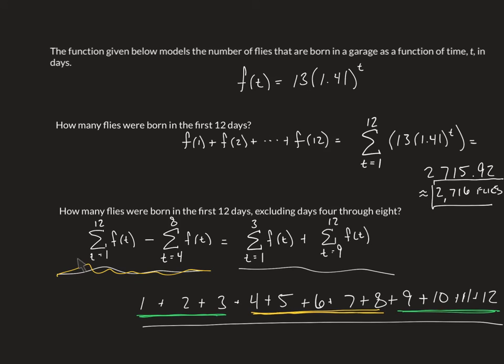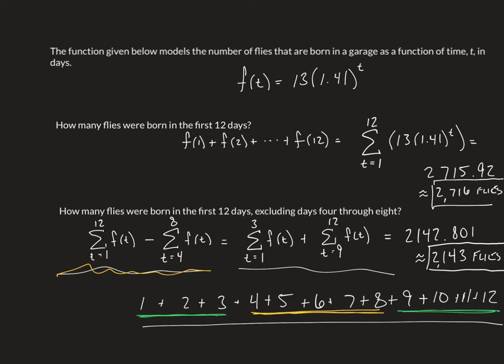I'm going to choose to approach this with the left-hand side of the equation because I already have this number, 2,715.92 repeating. And so I'm just going to subtract this summation here to give me my final answer. And so hopefully you try that on your own, but the value you should get is 2,142.801. And so I'm going to say that that's approximately 2,143 flies.